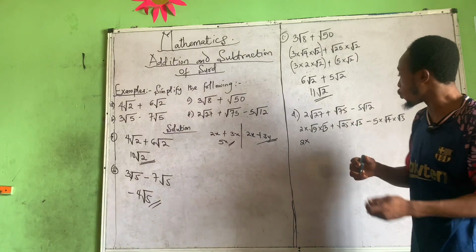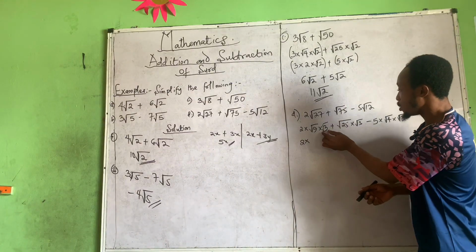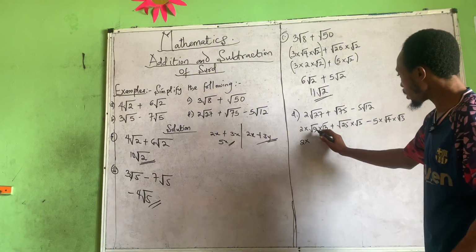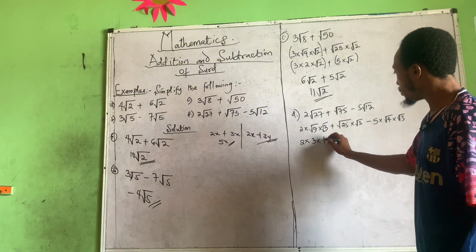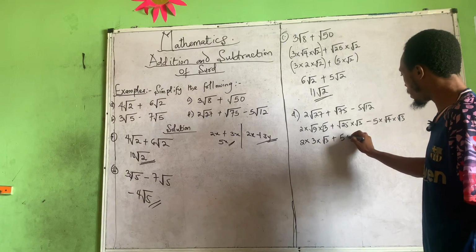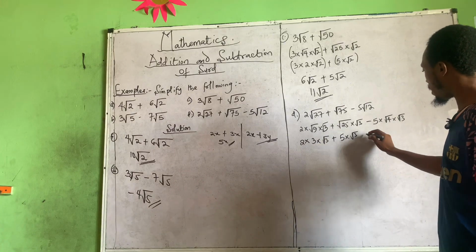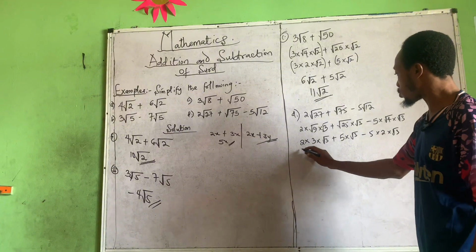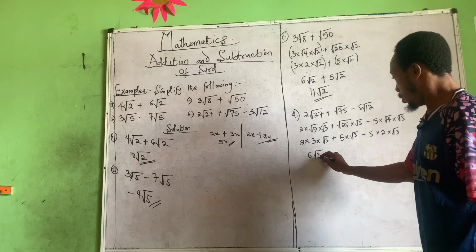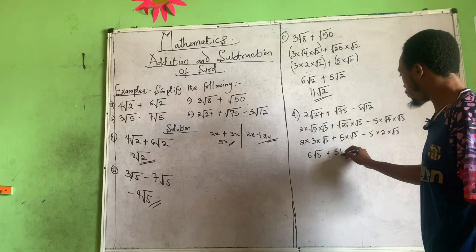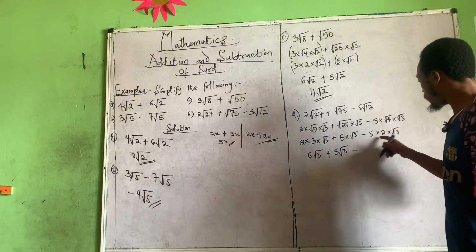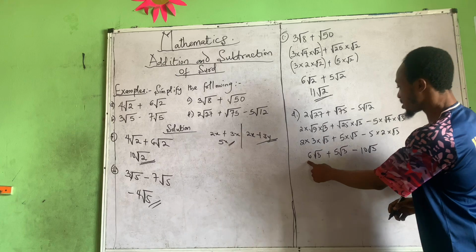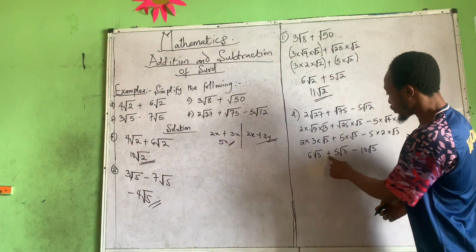2 times, don't forget, we want it to be that the root will be equal for the 3 of them. That's why I brought root 3 out for everything. So this is root 9 is 3 times root 3 plus this is 5 times root 3, you know root 25 is 5, minus 5 times 2 times root 3. So we have 2 times 3 is what? 6 root 3 plus this is 5 root 3 minus this is 10 root 3. So 6 plus 5 is 11.